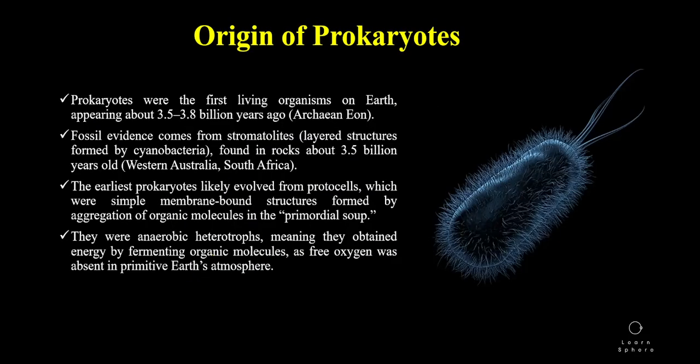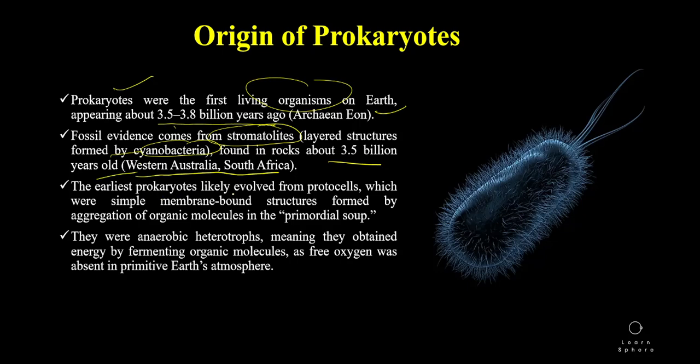Then how did prokaryotes form on the primitive Earth? How did the first prokaryote arise? We can say prokaryotes were the first living organisms on Earth and appeared about 3.5 to 3.8 billion years ago. Fossil evidence comes from stromatolites, which are layered structures formed by cyanobacteria, found in rocks about 3.5 billion years old in Western Australia and South Africa.